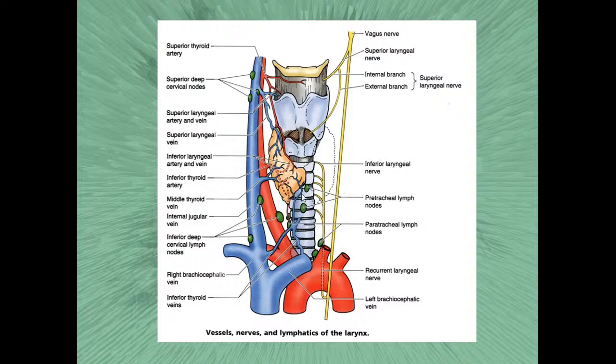These inferior deep cervical lymph nodes are subdivided into the pretracheal lymph nodes in front of the trachea, and paratracheal lymph nodes located beside the trachea. Then lymph drains into the jugular trunk, as you remember, right and left, and then to the corresponding duct, right lymphatic duct and thoracic duct, and the corresponding venous angles.